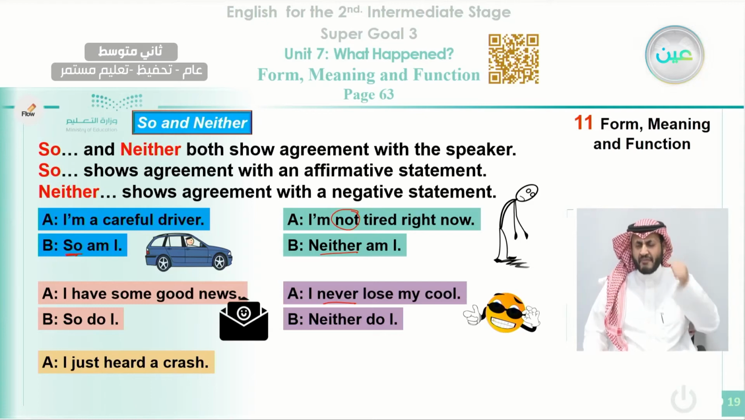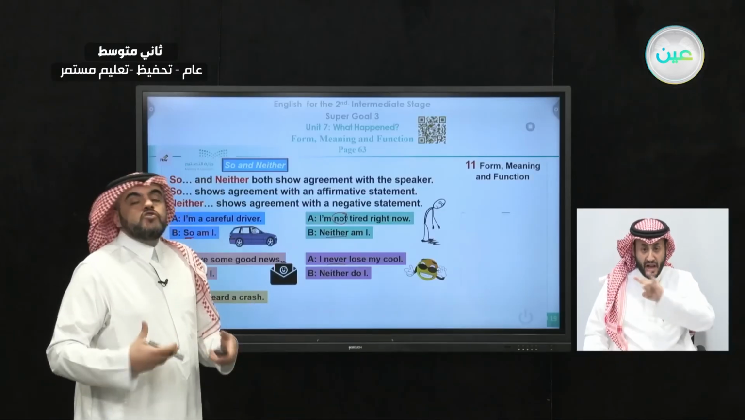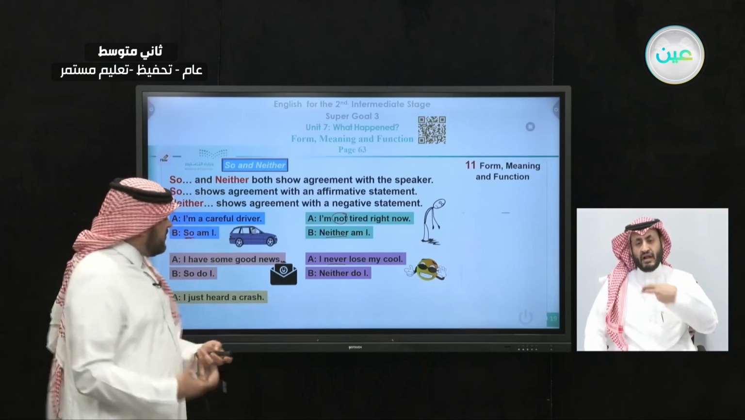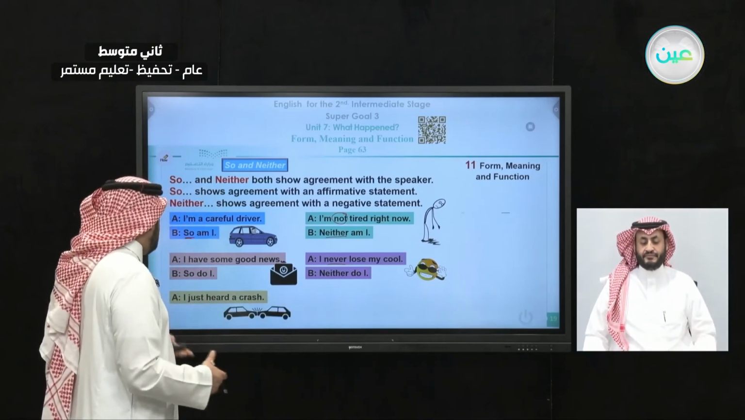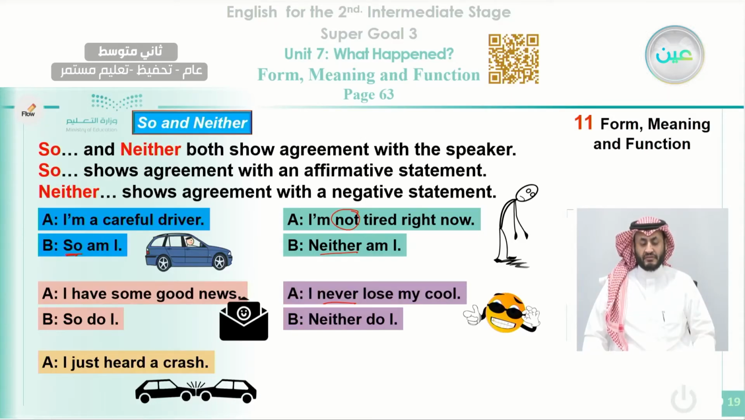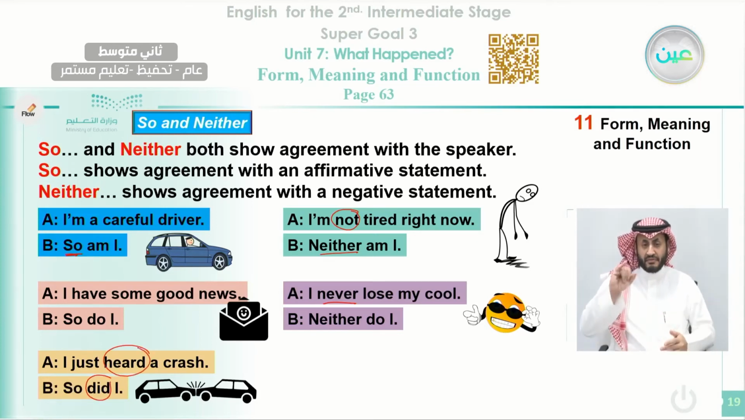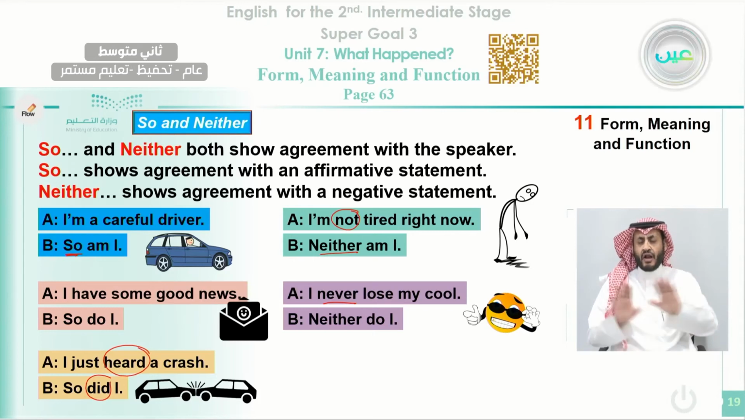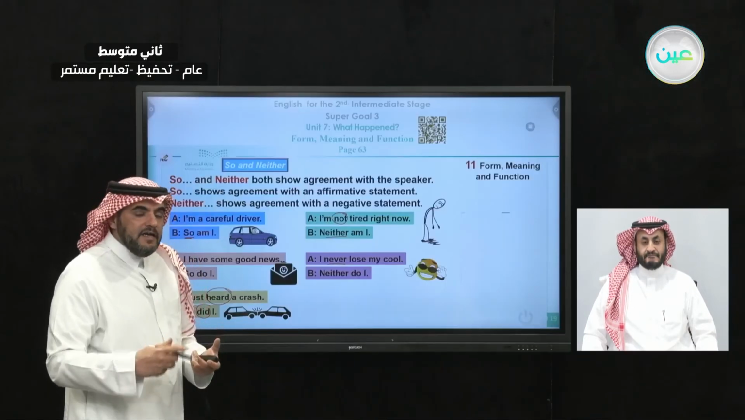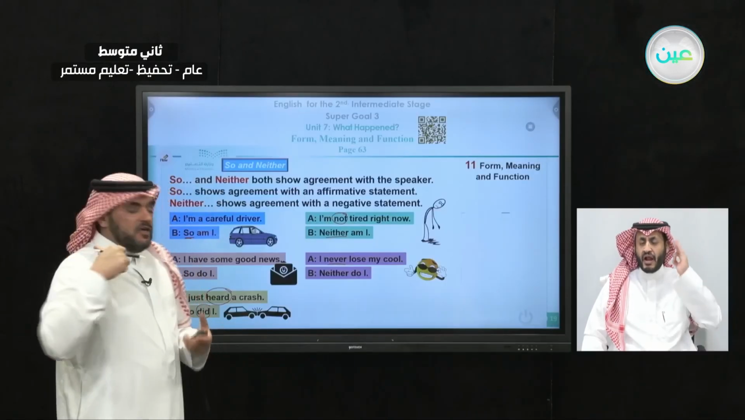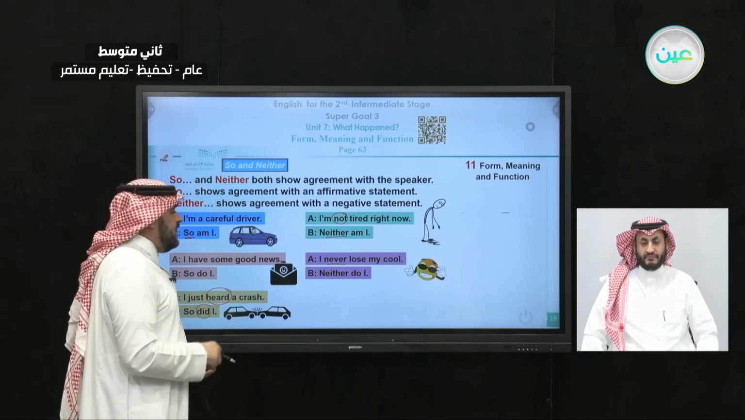And here also: I just heard a crash. Notice, different than the previous one, this is in the past. So we use another auxiliary verb here. We say, I just heard a crash, and you agree that you did the same. You heard a crash as well. You say, so did I. Why did we use did here? Because the verb is used in the past form. This is the past tense. The verb heard is the past form of the verb hear. I hear, but yesterday I heard. So I say, so did I.